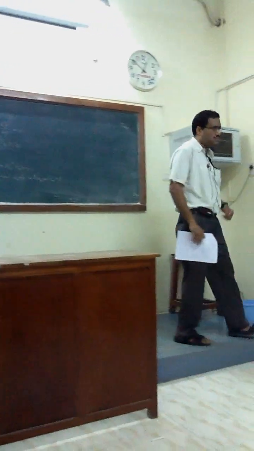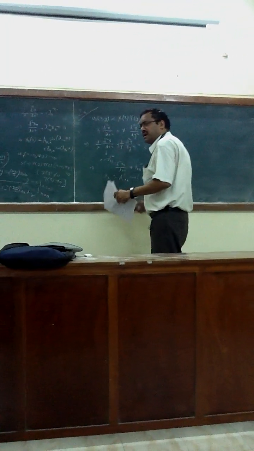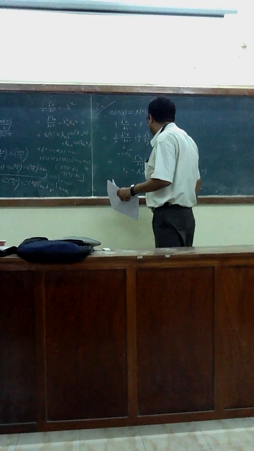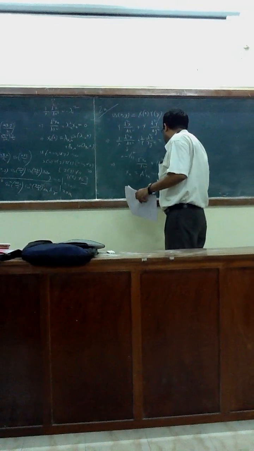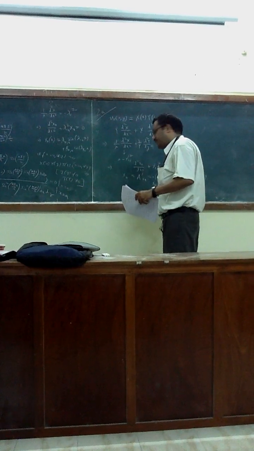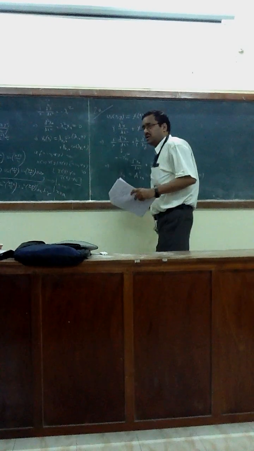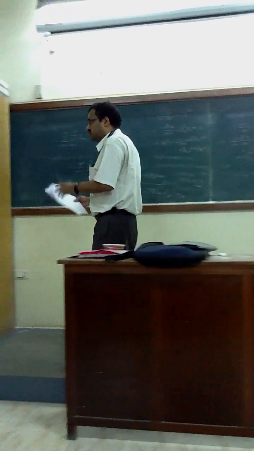What's the eigenvalue? What are the boundary conditions? Can you get the boundary conditions for this problem? Xn at x equals 0 is 0, right? And Xn at x equals a is also 0. That's it. So the same kind of situation you got.